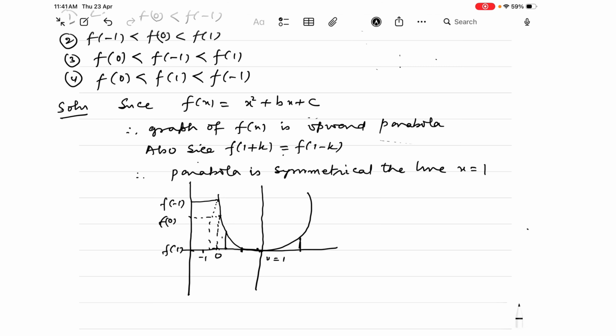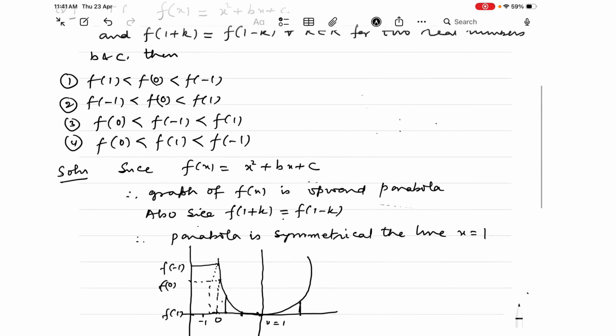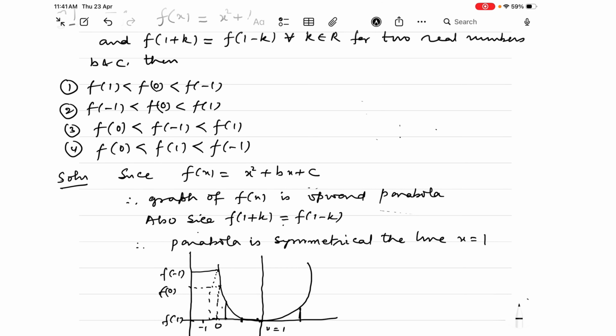So very clearly from the graph, f of 1 will be less than f of 0 and f of 0 will be less than f of minus 1. So therefore f of 1 is less than f of 0 is less than f of minus 1. So answer will be first option.